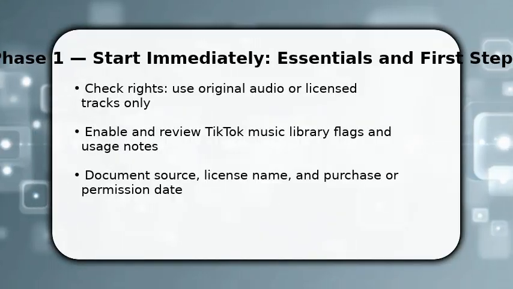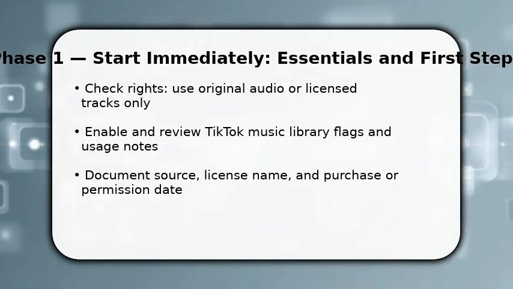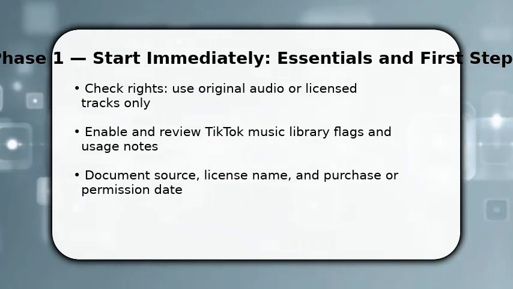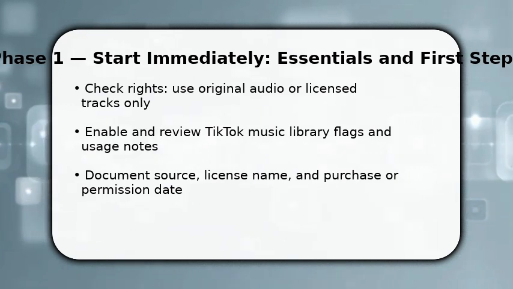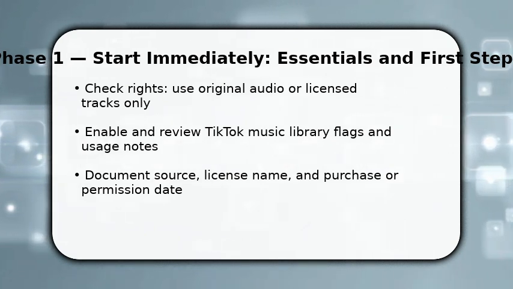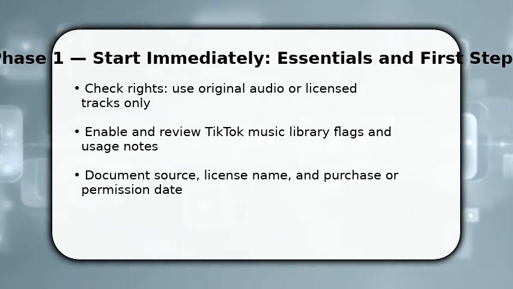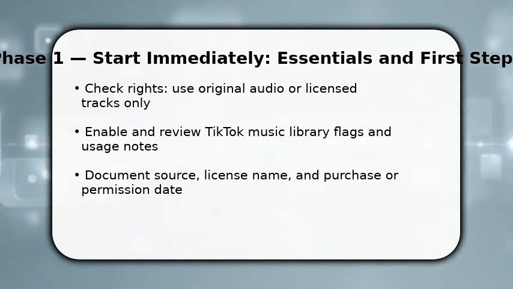You begin by sorting audio and visual rights. Do this now. Pick original voiceovers or tracks with clear licenses and download or screenshot the license page. Once done, label files with creator name, license type, and date. This saves disputes later.